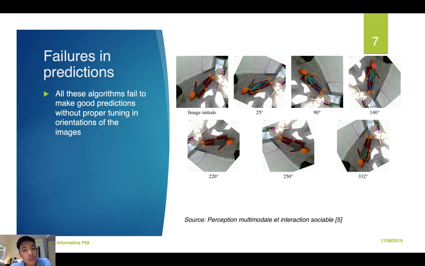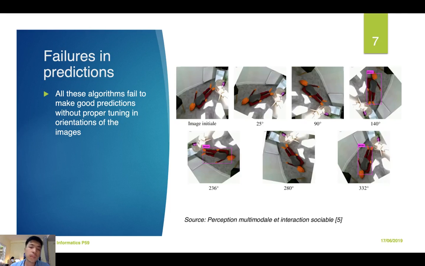The initial image on the top left here is an image with a model lying on the ground pretending to be the fallen human, and OpenPose failed to work with that. Only when we change some orientations here, by rotating the image to 25 degrees, 90 degrees, 140 degrees, does it work. It works best with a pose where the human is in an upright position, and it does not work with every rotation. The same story happens with YOLO as well.